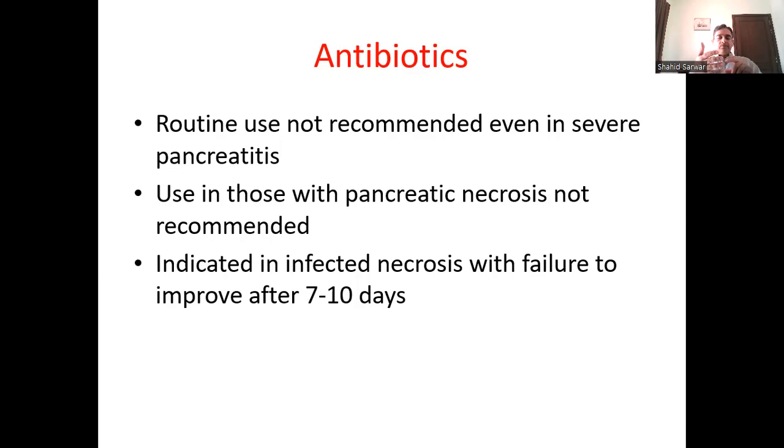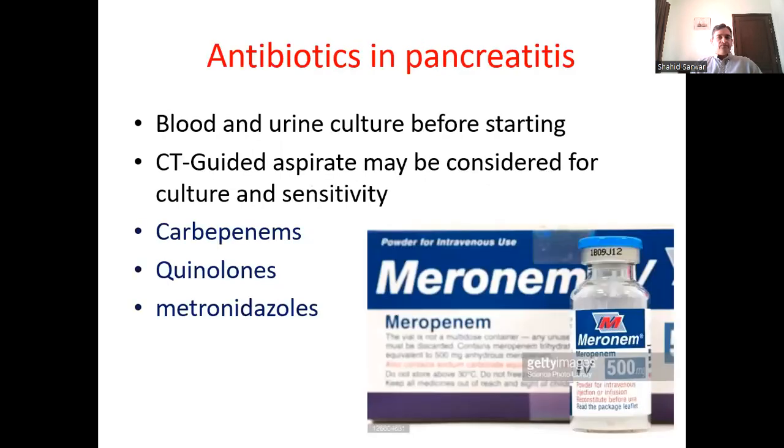So the first most important thing to remember in management is aggressive hydration. The second most important thing is the avoidance of antibiotics. The third most important thing, which I've already talked about, is early enteral nutrition that needs to be taken care of in patients of acute pancreatitis. If we need to use antibiotics, which antibiotics? Obviously, the carbapenem group is the drug of choice. The other options are quinolones and metronidazole.